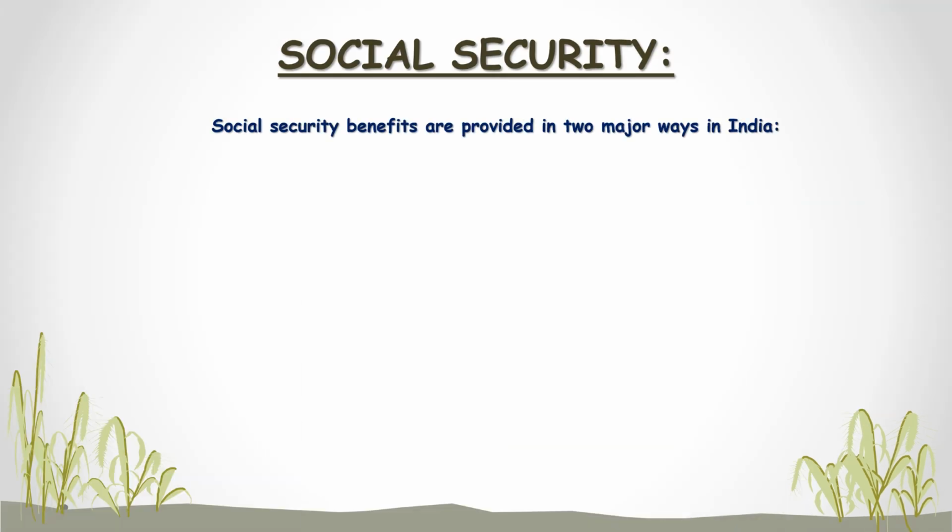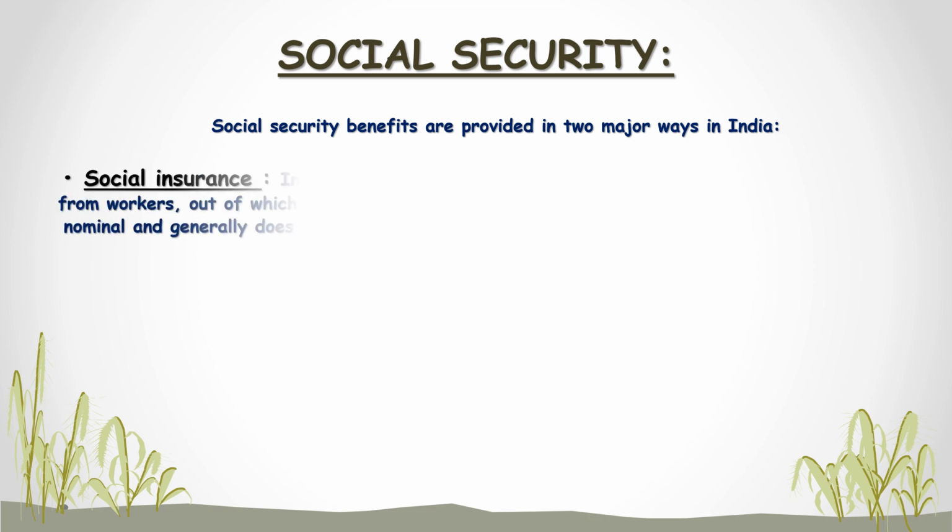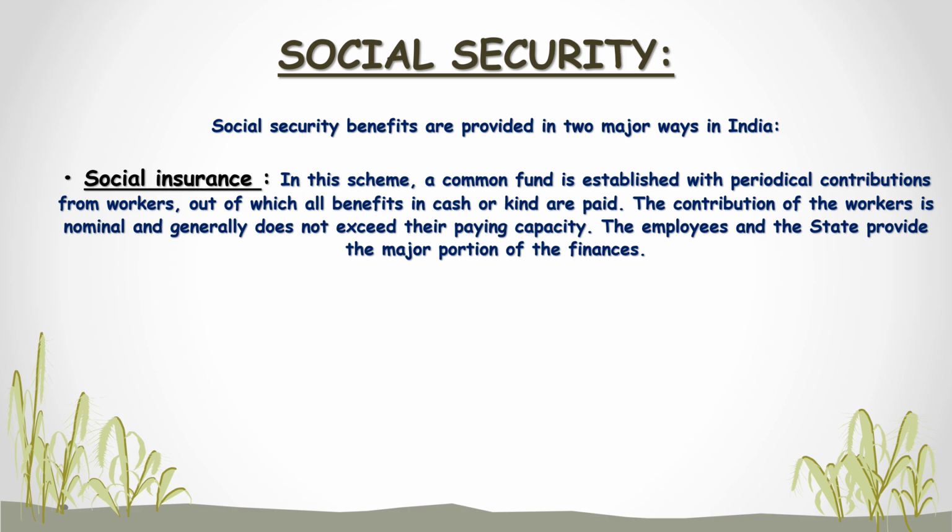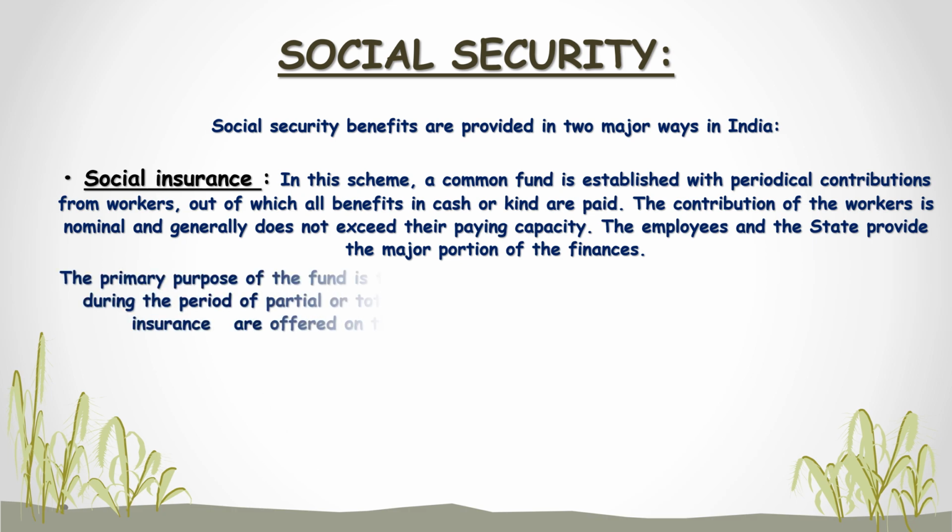Social Security benefits are provided in 2 major ways in India. Social insurance. In this scheme, a common fund is established with periodical contributions from workers, out of which all benefits in cash or kind are paid. The contribution of the workers is nominal and generally does not exceed their paying capacity. The employers and the state provide the major portion of the finances.